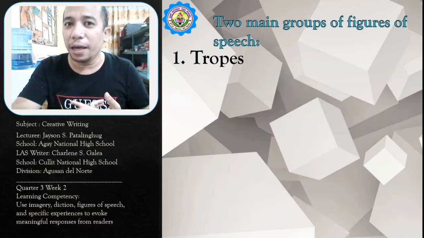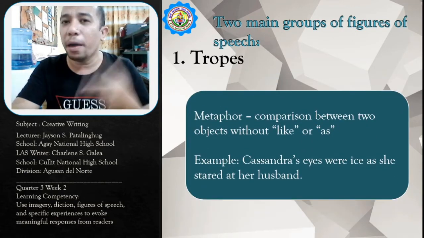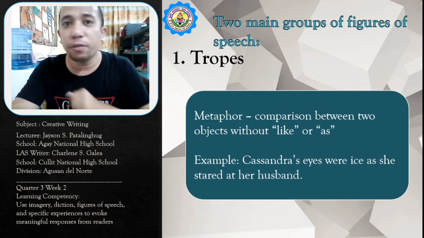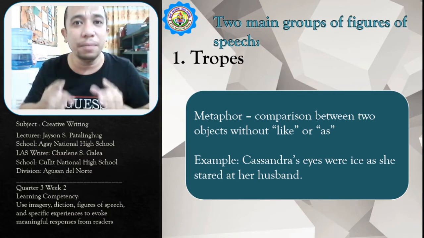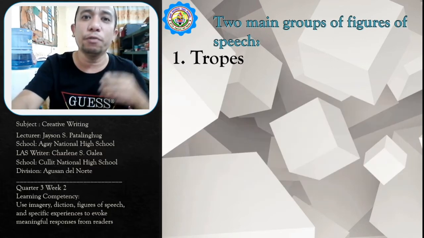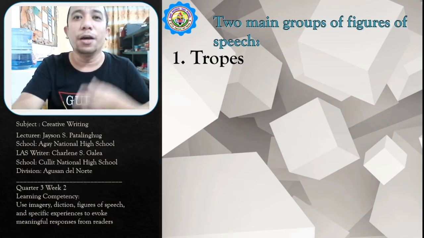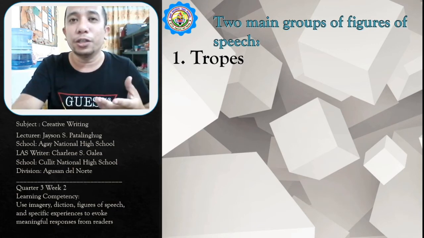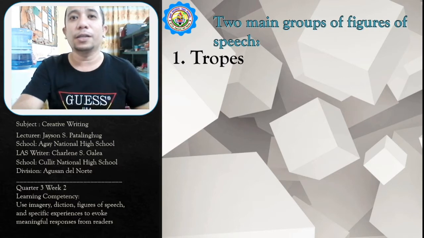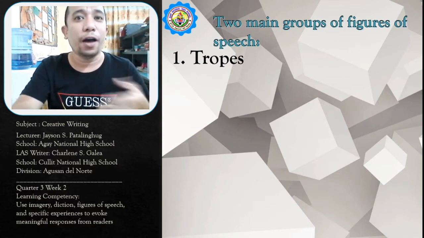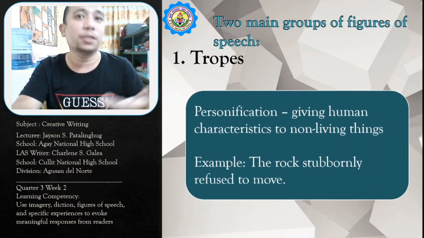But when you say metaphor, you're comparing two objects without the use of as and like. So it's a direct comparison. That's the only difference between simile and metaphor. I have to reiterate that because there are a lot of questions about the difference between simile and metaphor, and most students fail to identify which one is simile and which one is metaphor.